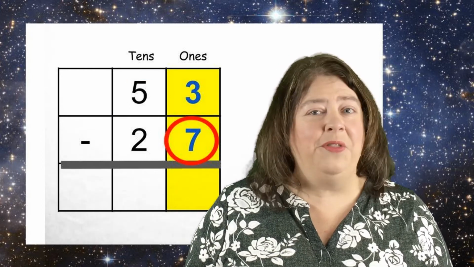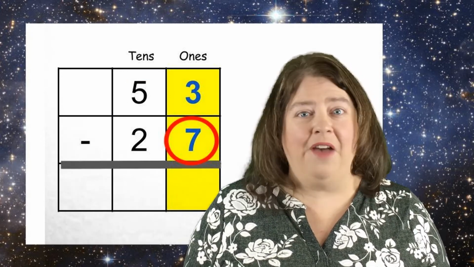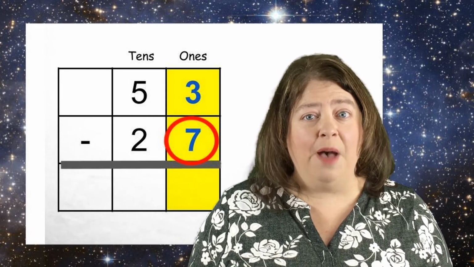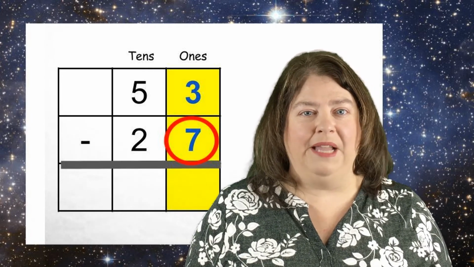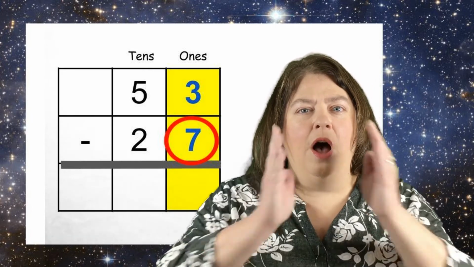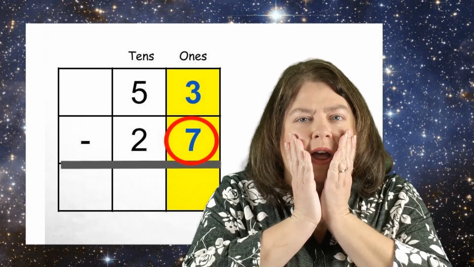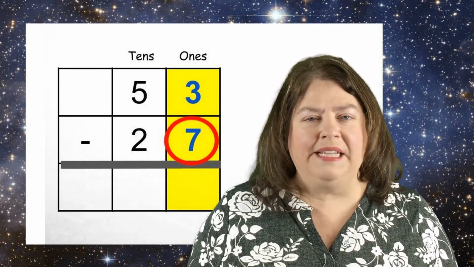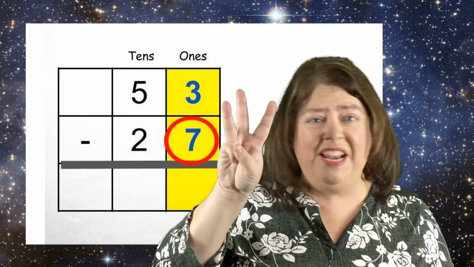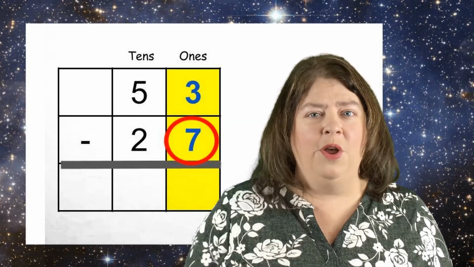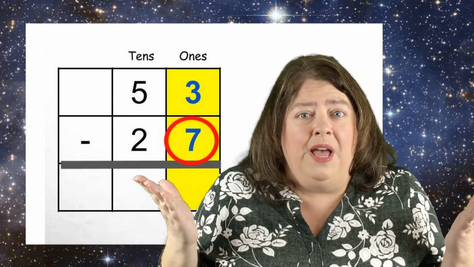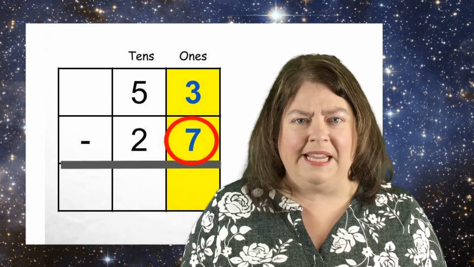Now, let's follow the same steps we did before. After we make sure that the largest number is on top, let's focus in on the ones place. Oh no! We can't subtract 3 minus 7. If you have 3 of something, you can't get 7. So what are we going to do? I thought this was supposed to be easy.